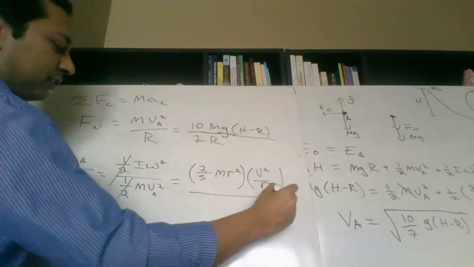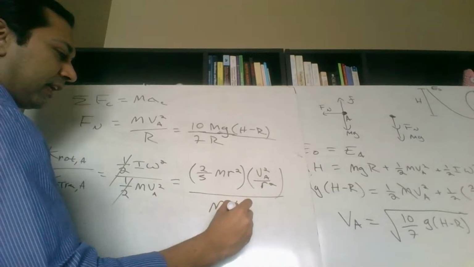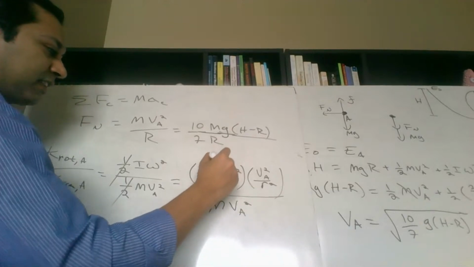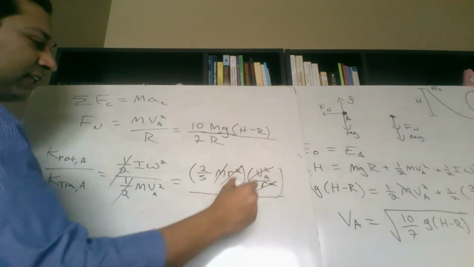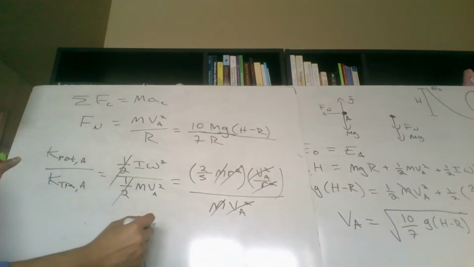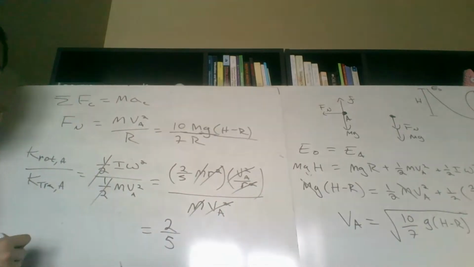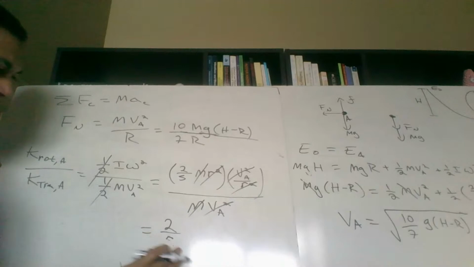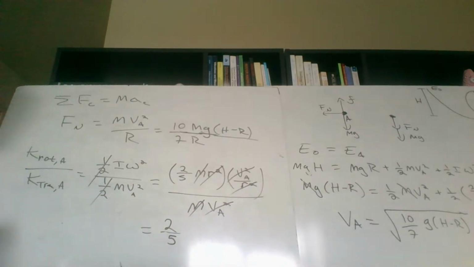And down here you just have m VA squared. The m's cancel out. The r squares cancel out. The VAs cancel out. And so the ratio is equal to 2 divided by 5. That's a terrible 5. That's a good 5.